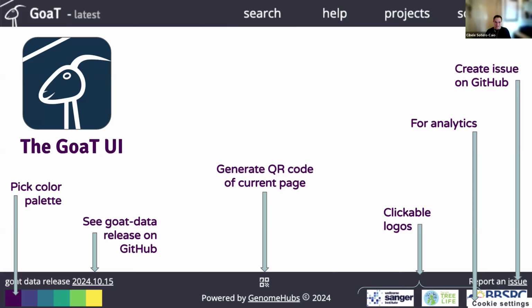This part here, you can generate a QR code of any page that you are at. So that's why you have the fancy QR codes with the GOAT logo. These are clickable logos for our funders and the organizations that GOAT is part of. Then we have the cookie settings for analytics. I know that most people reject all cookies, but if you are using GOAT, it would really help us to see who is using it, for how long they stay on certain pages, and what they are looking for. So I can access this information if you allow all. There's no stuff about vendors. And then if there are any problems, you can create issues on GitHub.